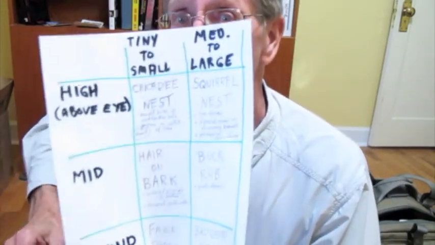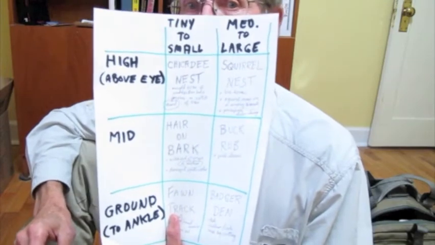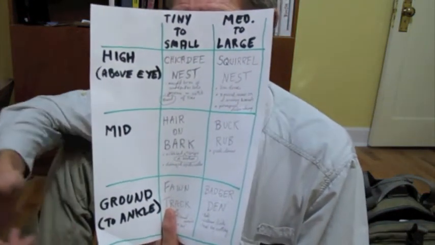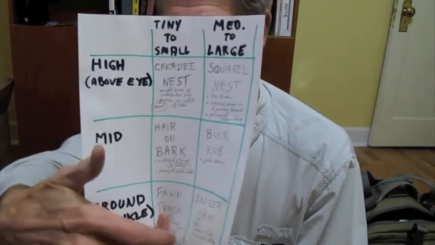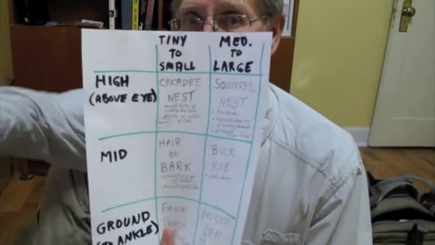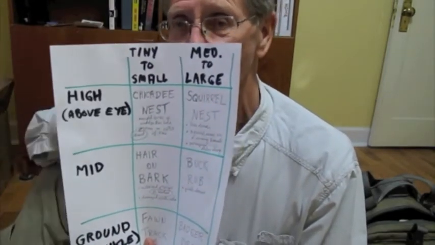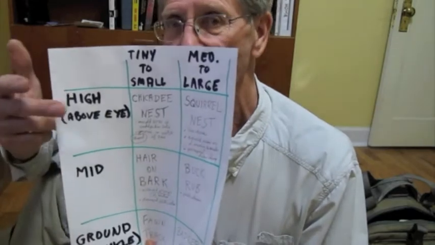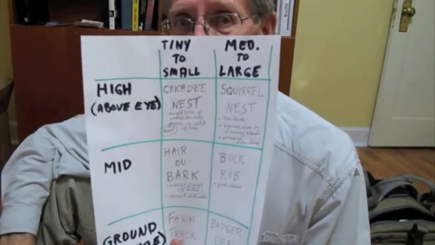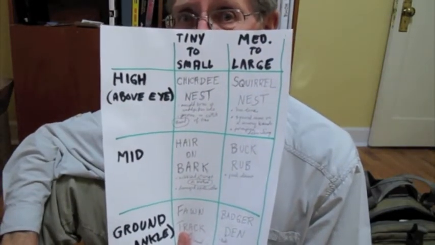So here's your dirt time exercise. Go to your tracking place to a high probability area, and using that filter matrix, find one example of each of the kinds of sign. Tiny to small, medium to large, ground, mid, and high. Fill in as many of those cells as you can.